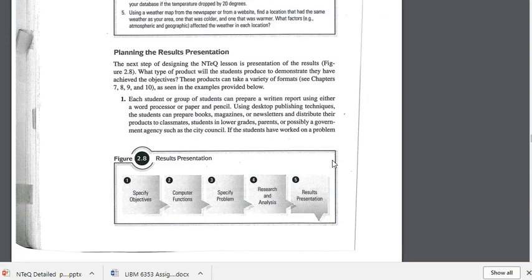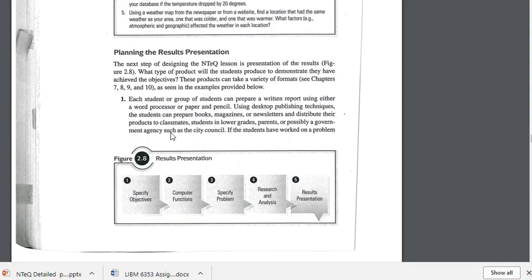Each student or group of students can prepare a written report using either a word processor, or they can go back and use just paper and pencil. You can use a desktop publishing technique, and the students can create their own books or magazines or newsletters. They can distribute their products to classmates. They can create some type of presentation using a Web 2.0 tool like Powtoons or Prezi. And then they can share their presentations with more than just the teacher.